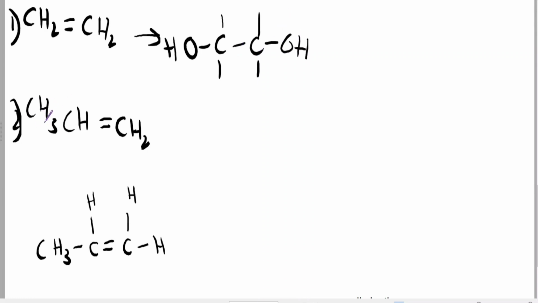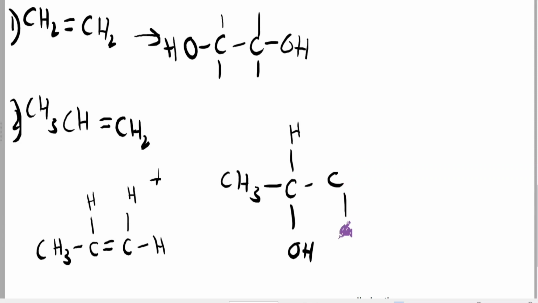The next reaction: I have a CH3 on a carbon with a hydrogen, double bonded to a CH2. Now when this reacts with the cold dilute acidified KMnO4, I get CH3, carbon, hydrogen, and the double bond was here, but now the double bond would break. I will get OH on the carbon which had the double bond, and this carbon will also get an alcohol group, with a hydrogen and a hydrogen like this.